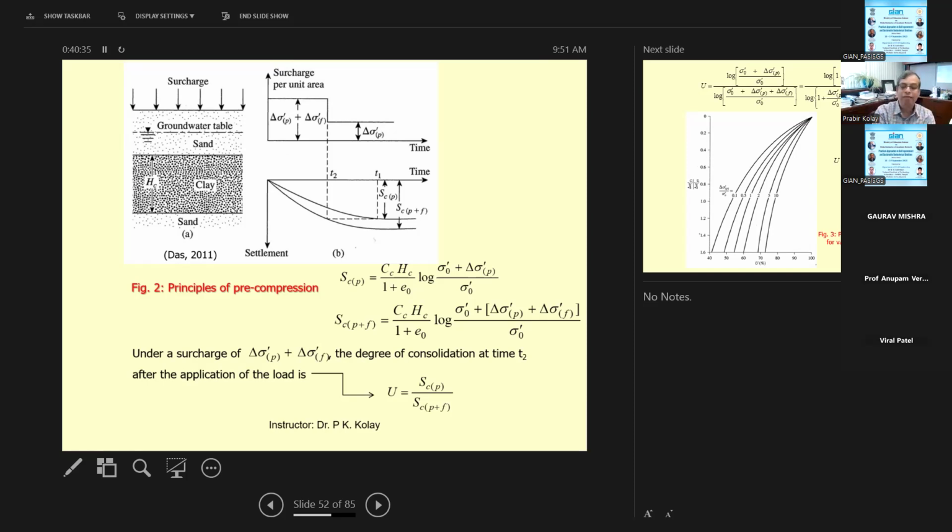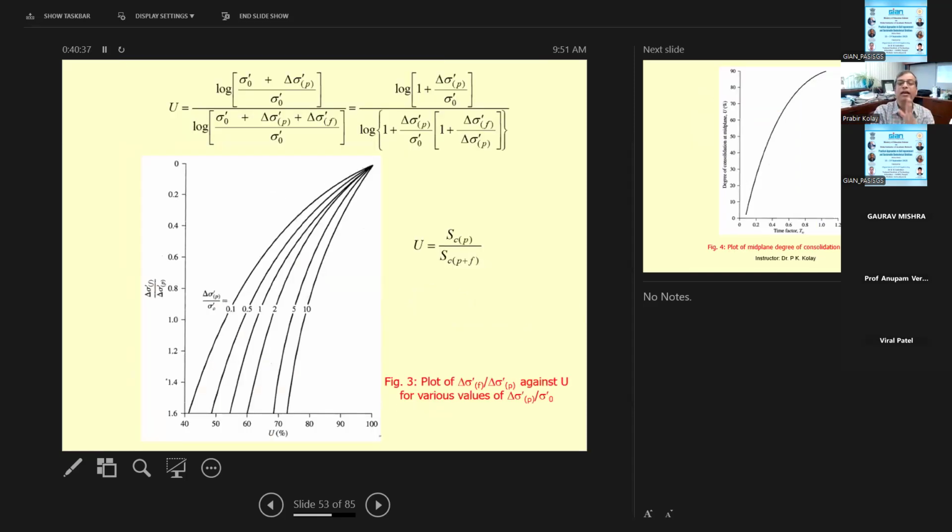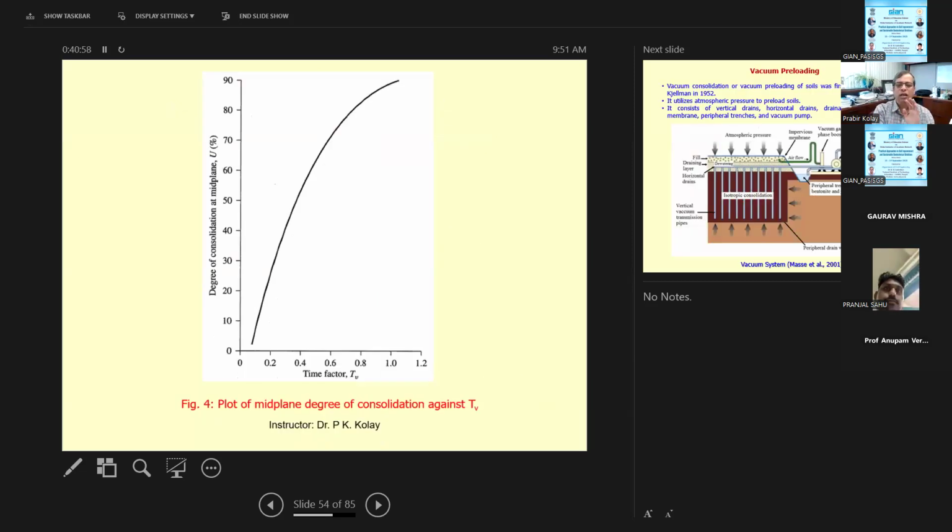There are different graphs available, so you can easily find out from here. From this graph, you can also find out the degree of consolidation. Again, degree of consolidation is how much is the ultimate consolidation compared to the current state of consolidation. So easily you can calculate that using this equation. I'll be solving one problem using this equation in pre-compression. So again, you need to go back to the time factor and degree of consolidation. There are several relations there depending on the degree of consolidation and time factor.